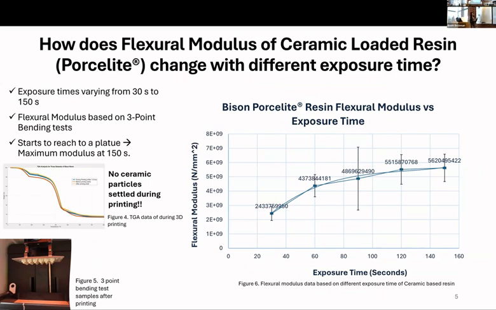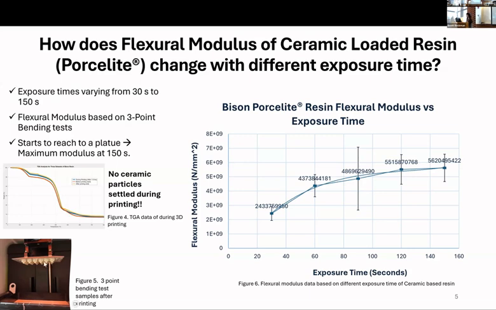We also did TGA analysis during the printing to make sure that there's no settlement. We took samples before, after, and during the printing to make sure we have a homogeneous particle distribution in the vat. There was no weight change, which means that the resin was stable in the vat.